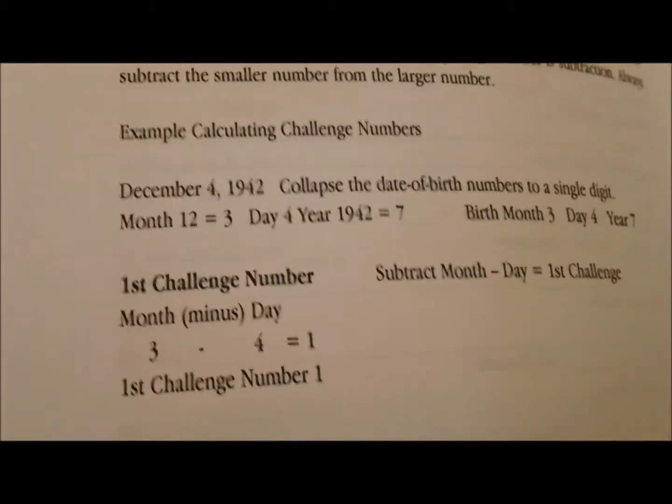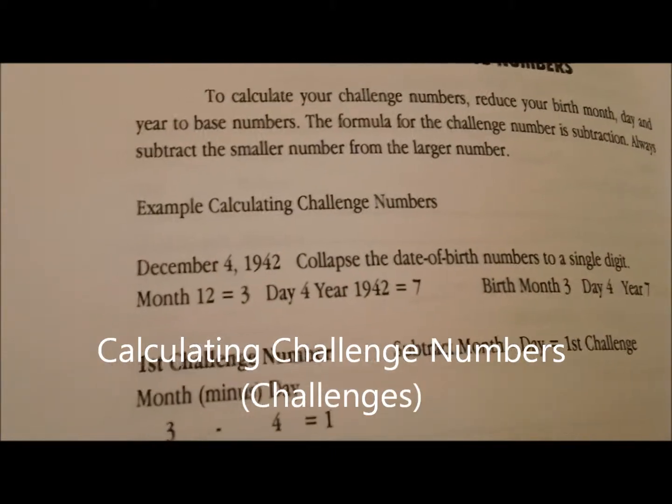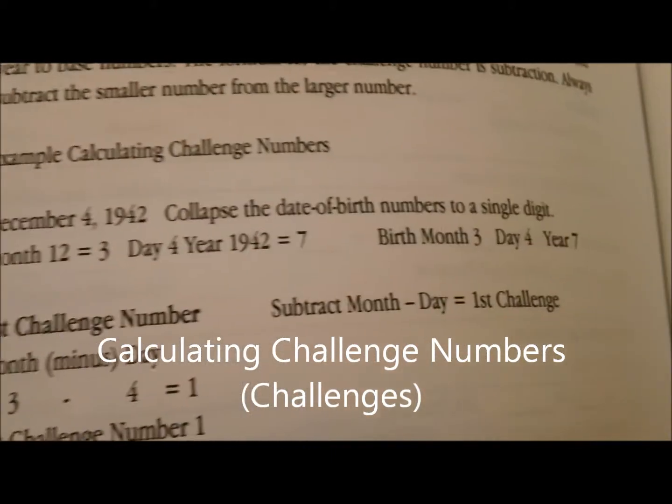Now we're going to jump ahead and talk about your challenge numbers. And how do you do your challenge numbers? Well, you do them the same way. You have my birthday here. The 12 for the month turns into a 3. The day is a 4. And the year is a 7.